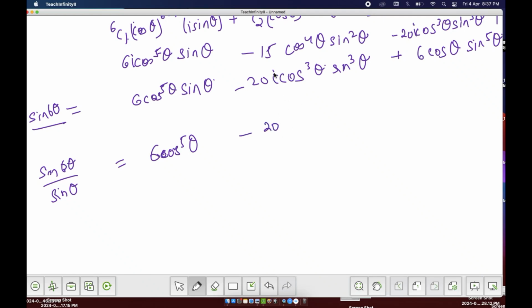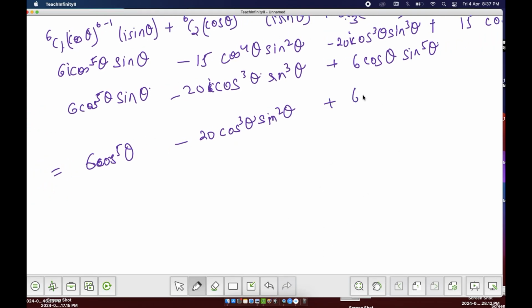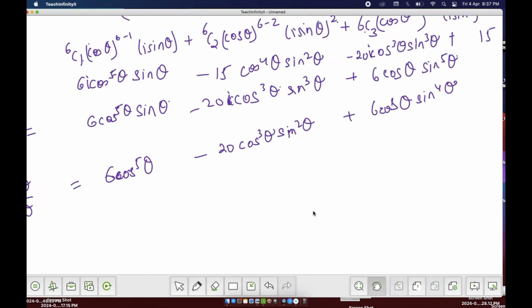20. We won't keep the I term here right now. We don't need it now. 20 cos cube theta, we'll cut it by 1 sine theta, so sine square theta. Okay. Plus 6 cos theta sine to the power 4 theta. That's what we get.